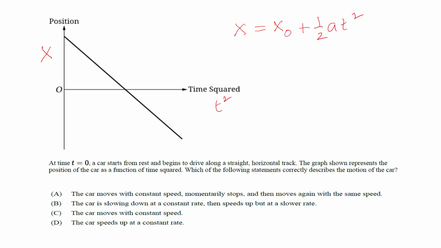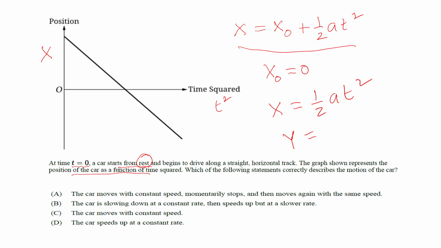All right, so in this case, it is saying at time t equals 0, a car is starting from rest. So if we compare this equation with this situation which is given to us, for us, x naught is equal to 0 at the beginning because it's starting from rest. All right. So we can take x naught equals 0 for this specific problem, and then this equation becomes x equals 1/2 at squared.